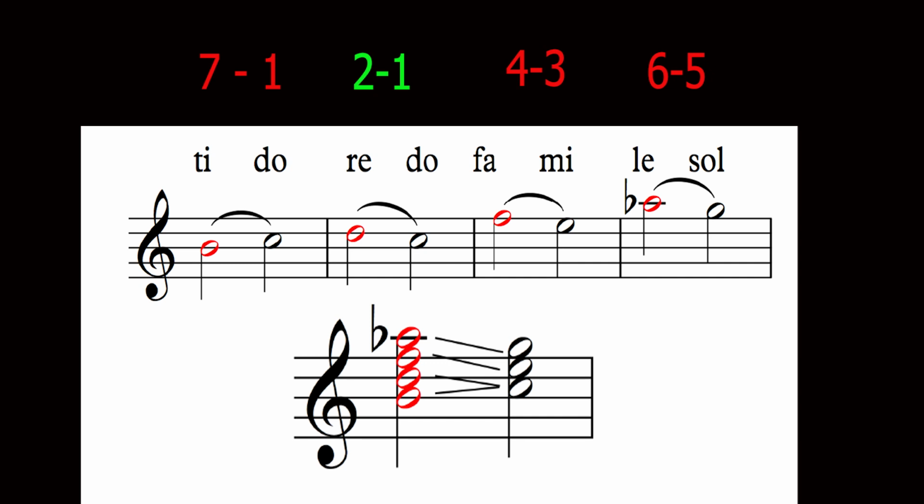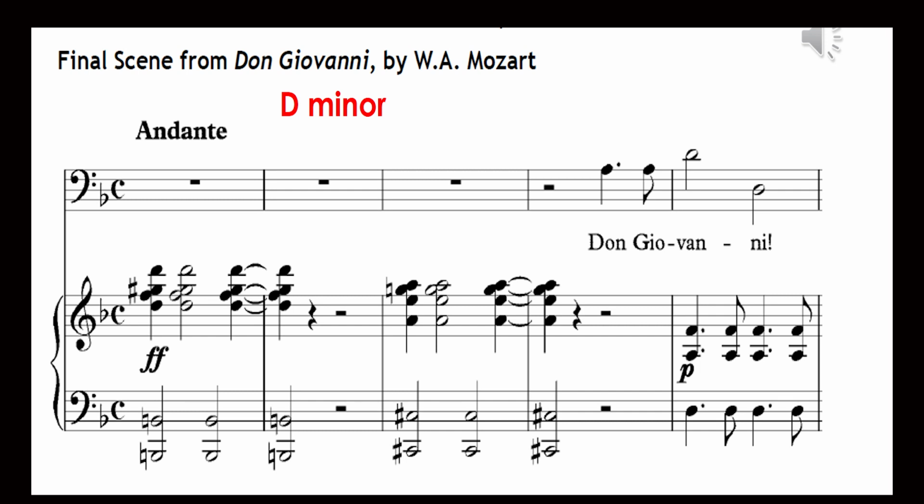Yet, with music, things can change sometimes based on context. Take a look at this next example. This is from the final scene of Mozart's opera Don Giovanni. Like the Requiem, it's also in D minor. Here I want you to analyze the first chord, and then analyze the chord that it goes to. Push pause until you come up with the right answer.